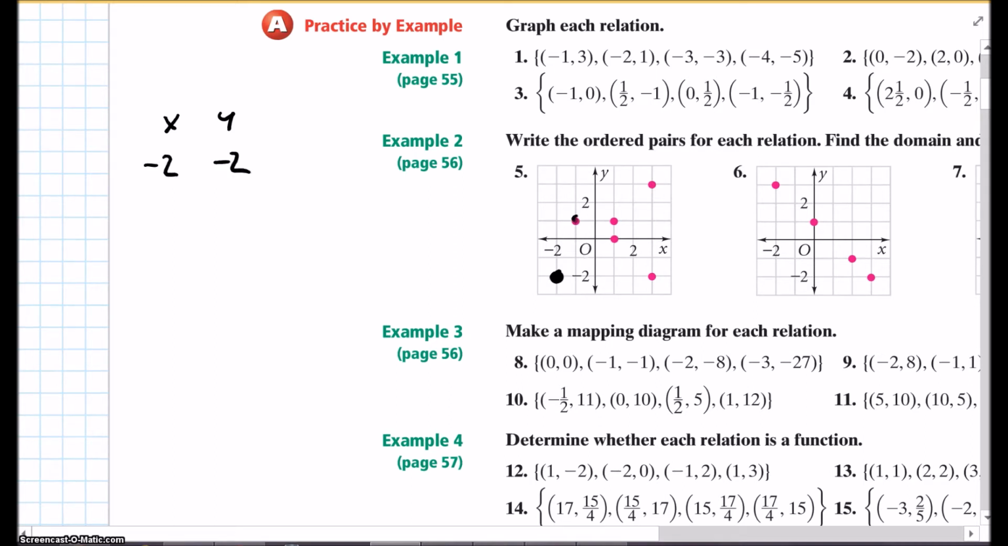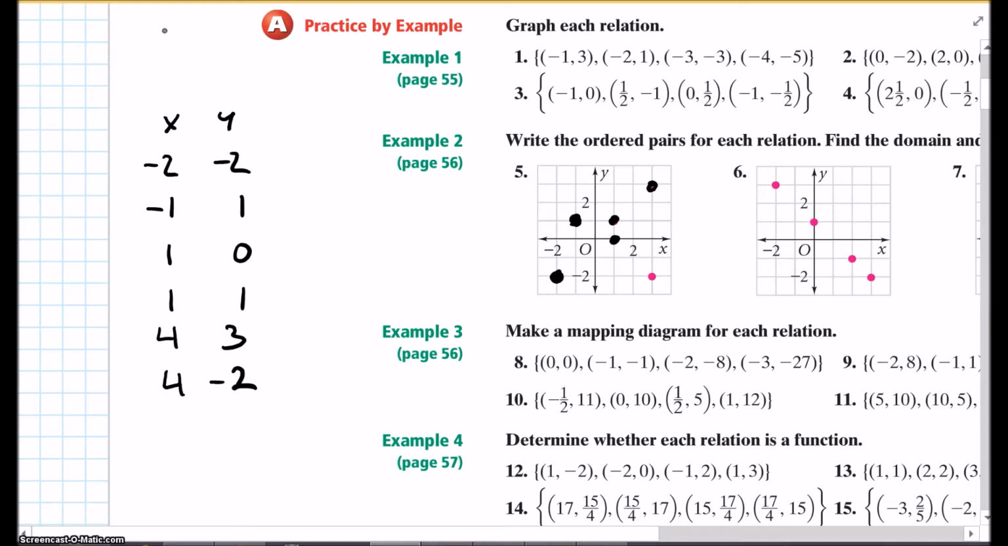Our second point's right here. So, that'd be -1, 1. The next point's right here. 1, 0. The next one's right above it, so 1, 1. The next one's 3, 4. 1, 2, 3. So 4, 3. And then 4, 1, 2. 4, -2. So what is the domain and range?